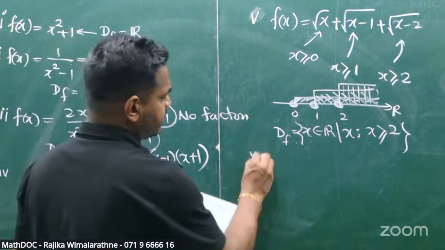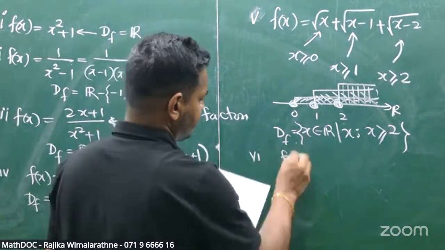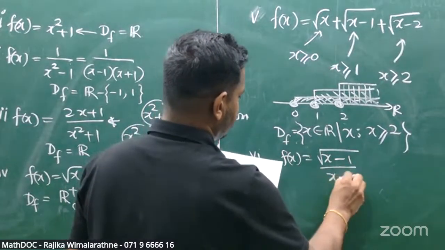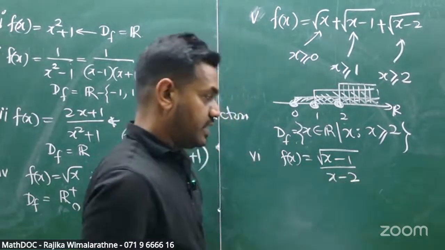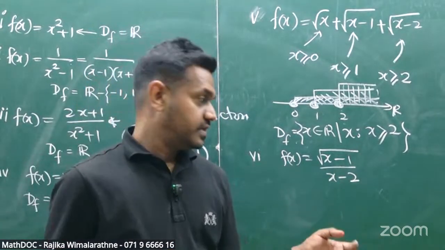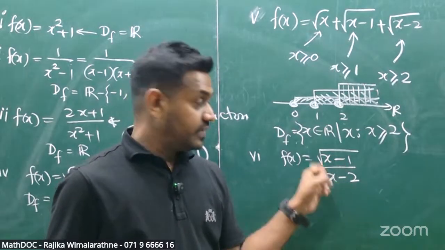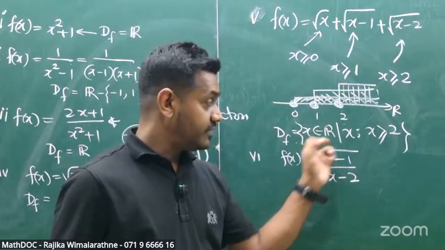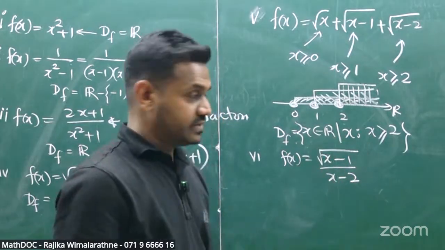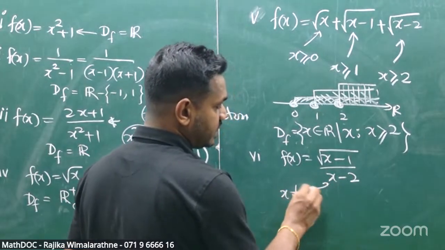Then question number 6. f(x) equals root of x minus 1 over x minus 2. Now here it is a combined function, no? That is two functions combined. Here we have an irrational one, and here we have a fully rational one, and within that we have an irrational one. So we have to remove denominator zeros. Here you have to remove denominator zeros. That means x not equal to 2.